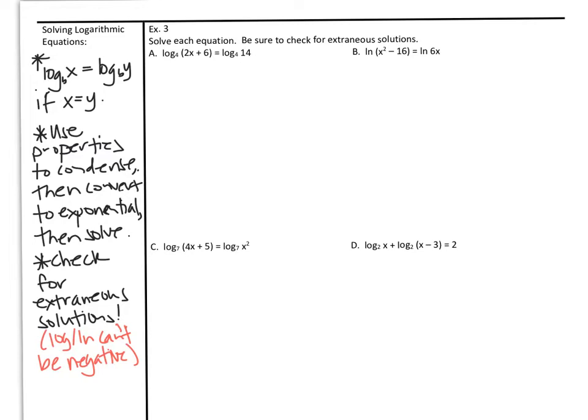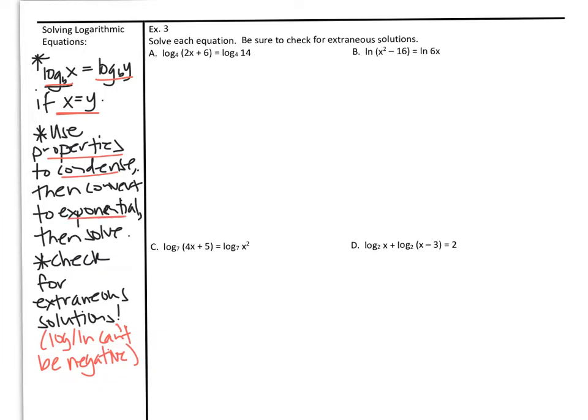Just like yesterday with exponentials, a logarithm on each side is true in an equation as long as what you're taking the logarithm of is the same. Unlike yesterday, though, we don't have to change our logarithm bases to make this happen. They'll already be the same in the equation. That means we just have to set one side equal to the other and solve for x. You may need to use properties to condense, and we may need to convert by rewriting in exponential form.